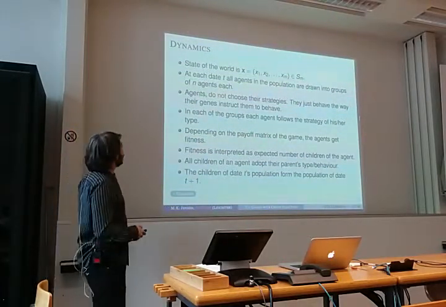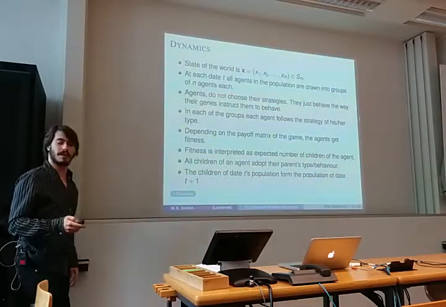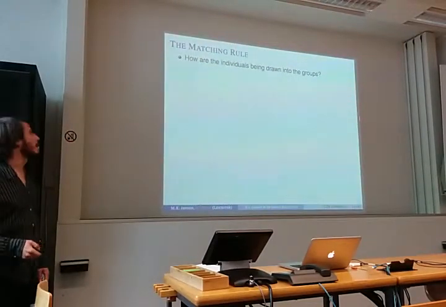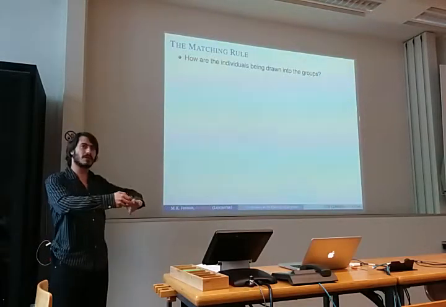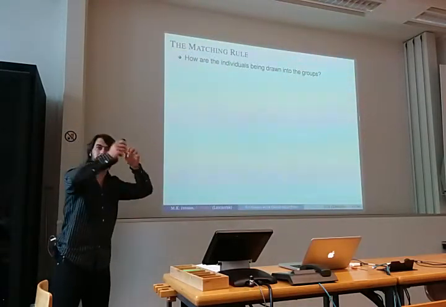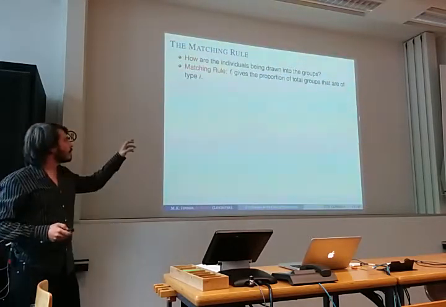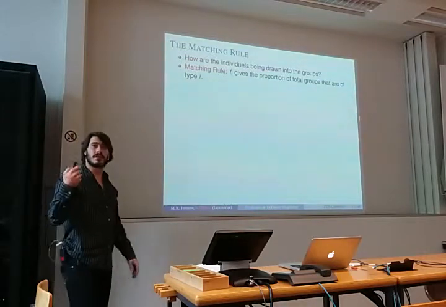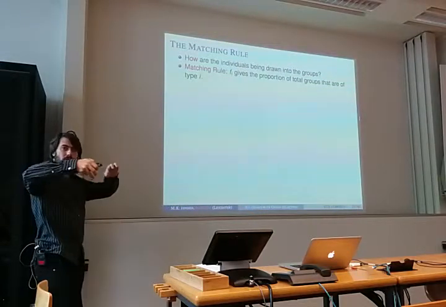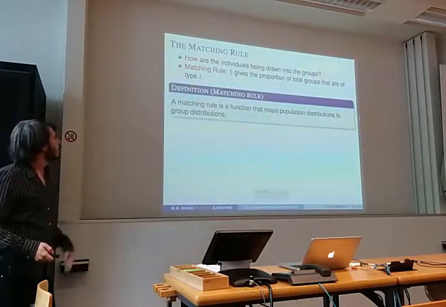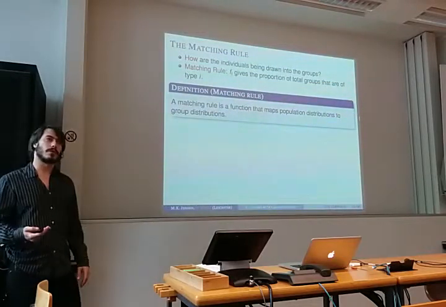Okay, what I did not tell you is how individuals are drawn into groups, which is what we're going to look into now. So we have a matching group. It tells you how individuals are drawn into the groups, how from a continuum of population they get into a continuum of groups. So it gives a proportion of total groups that are of type pi for each state of the world, for any given mixture of population. So the definition is that the matching rule is a function that maps population distributions to group distributions.